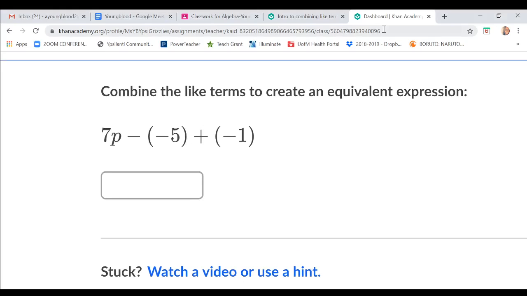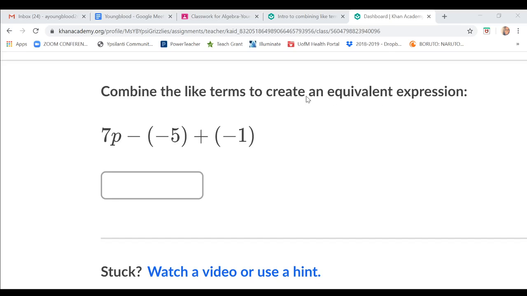I'm going to copy this to my clipboard. So let's copy this, or my whiteboard, I should say. Okay, so we have 7p minus -5 plus -1. I'm going to pause the video so that those at home can take a moment to try it. So my students in class, just help me simplify this problem.